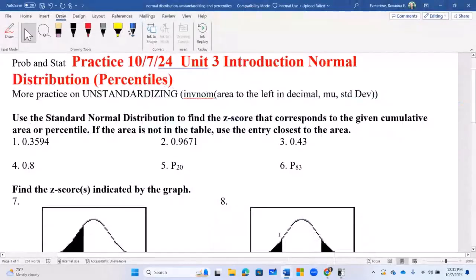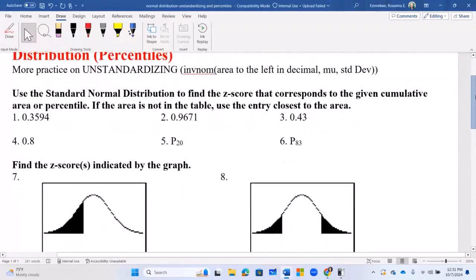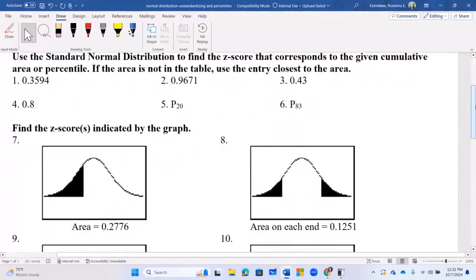z-score. All right, so this one says use the standard normal distribution to find the z-score that corresponds to the given cumulative area or percentile. So cumulative area is the same as percentile. This time we are given area. We're doing the reverse. We are given area inside the normal curve, and we are told to find the z-score.